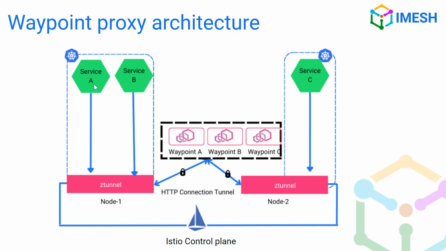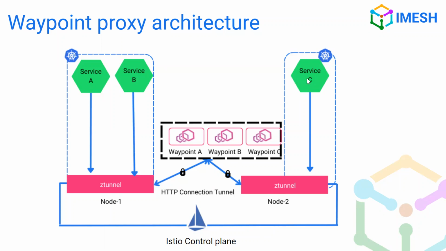If, for example, service A wants to communicate to service C, A will send the data, so it will go to Ztunnel. Ztunnel will send the data to Waypoint proxy C, and that Waypoint proxy C, after processing the data which needs to be processed, will send it to Ztunnel on the other node, and after that the data is transferred to service C. So that way it is established.